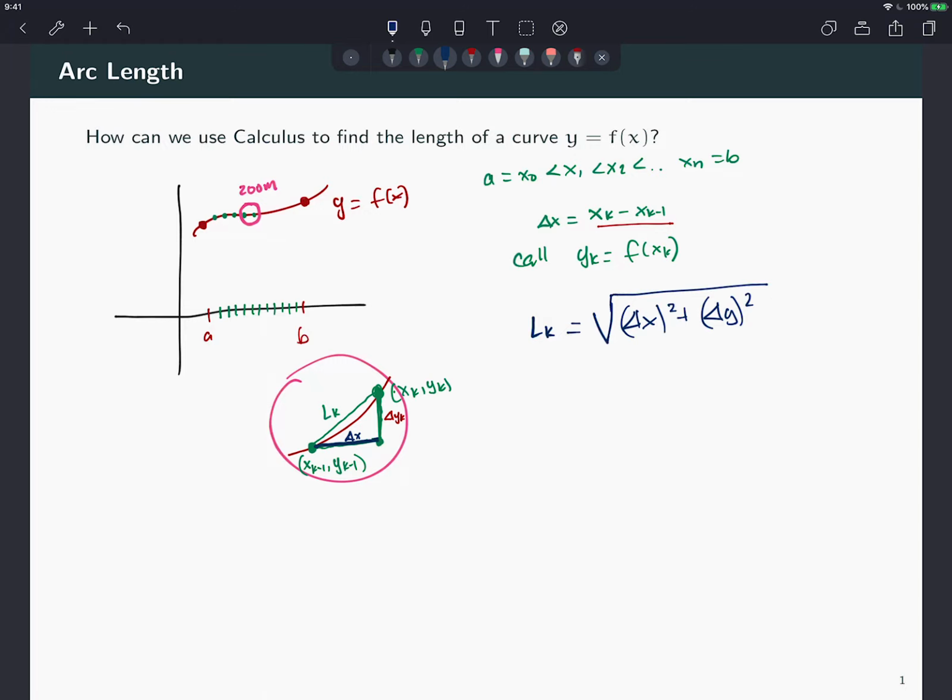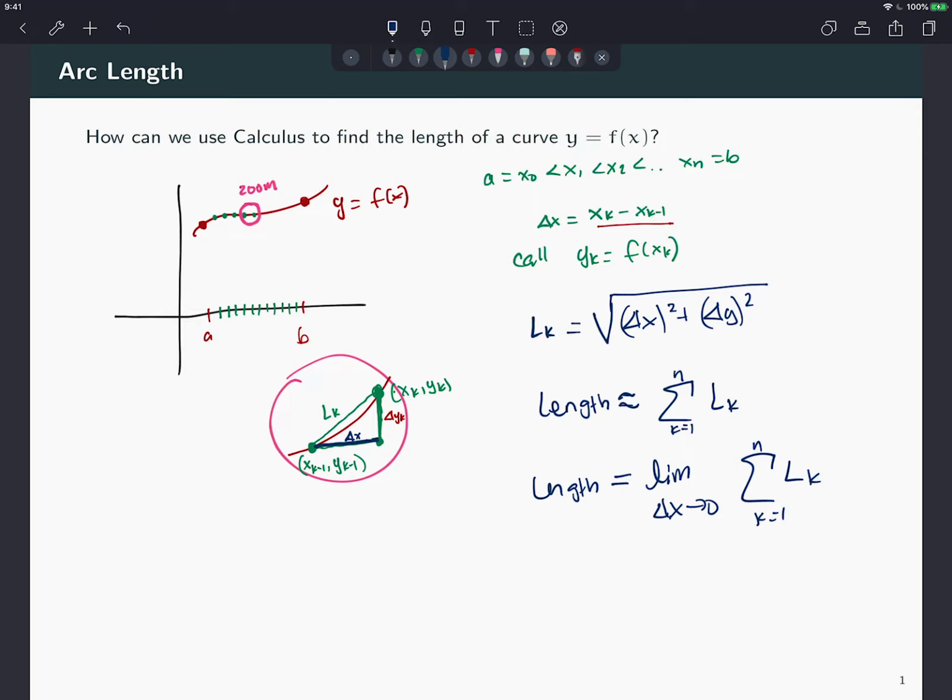So all I have to do now is find a way. Our goal is to find the total length, and the length that I'm looking for is the sum of my lk's. Well, it's approximately that. It's going to be equal when we take the limit, when the delta x's go to 0, of this sum. So that's my goal, to find an expression for this.